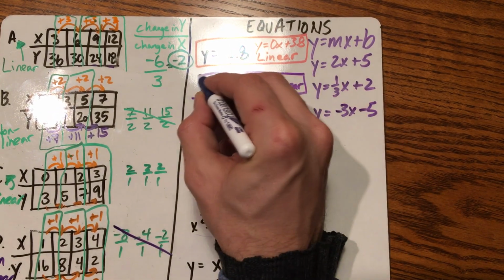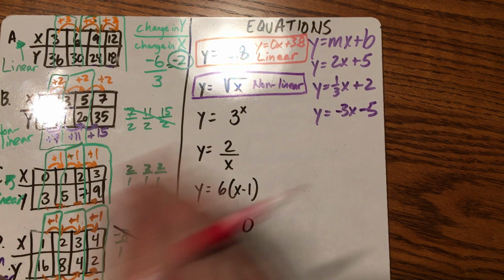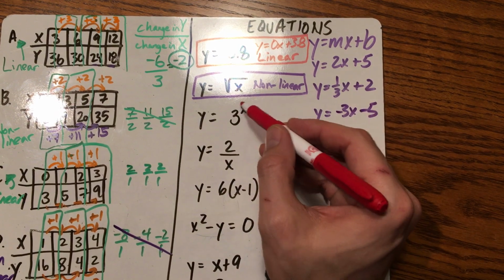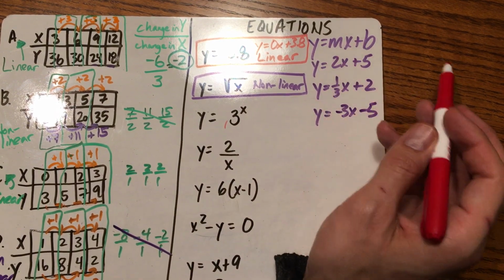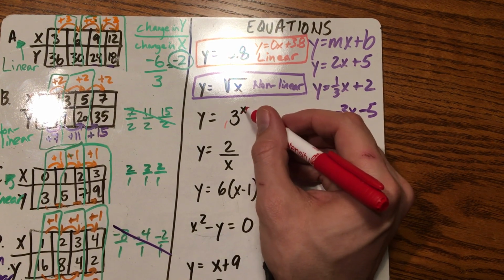You cannot have any exponents other than just x to the first power here. So here's another example. This is not going to work. Is there any way to write this so that it looks like this? No way, Jose, right? You cannot have the x as an exponent.